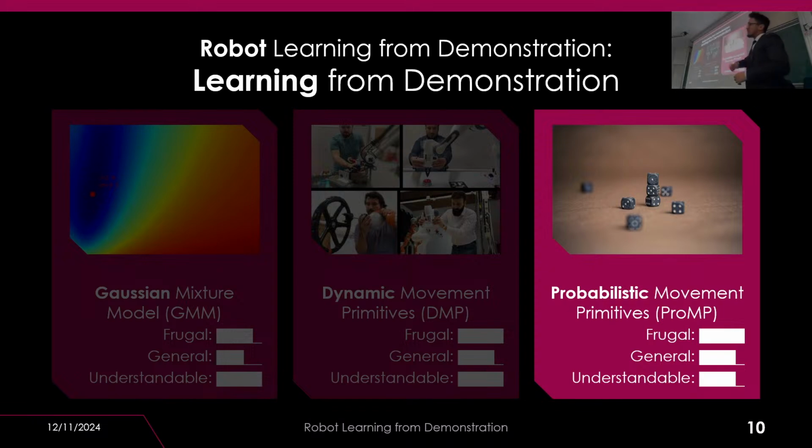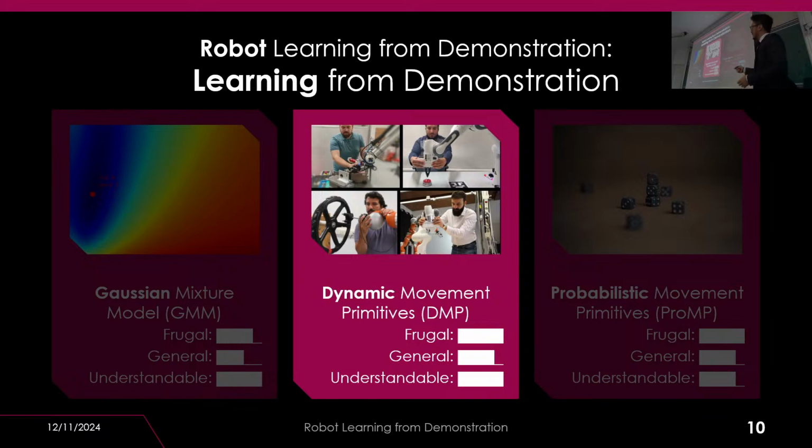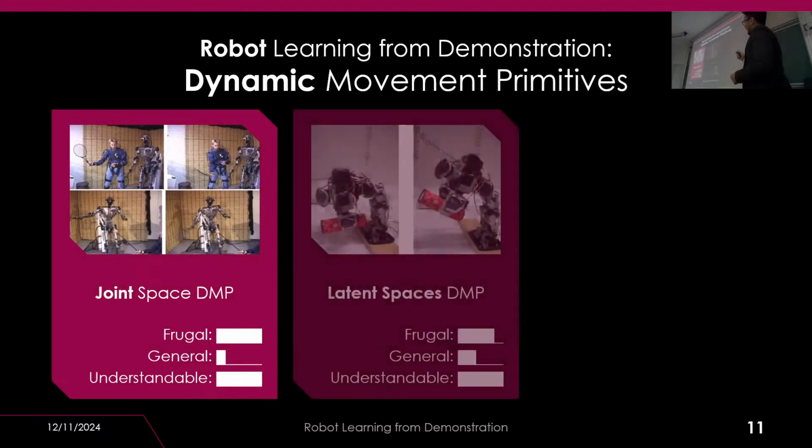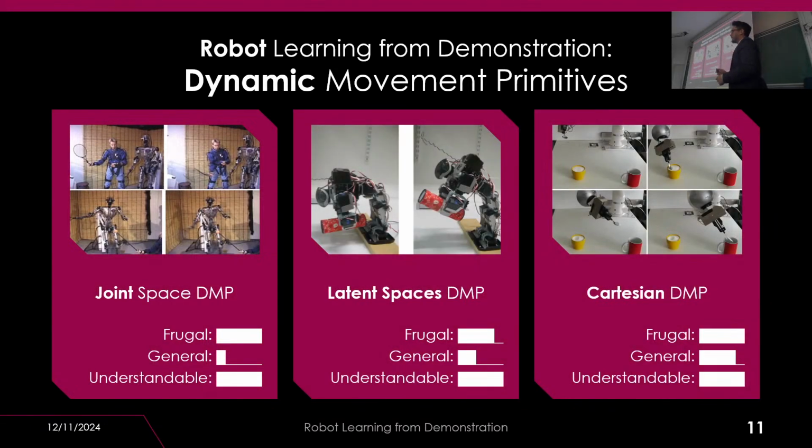And an improvement on DMPs is probabilistic movement primitives, or ProMP, which is again very frugal, depending on the setup, rather general, but since the probabilistic representation instead of the dynamic takes a bit more effort to adapt, not necessarily understandable, so perhaps we will be sticking with DMP for the thesis.